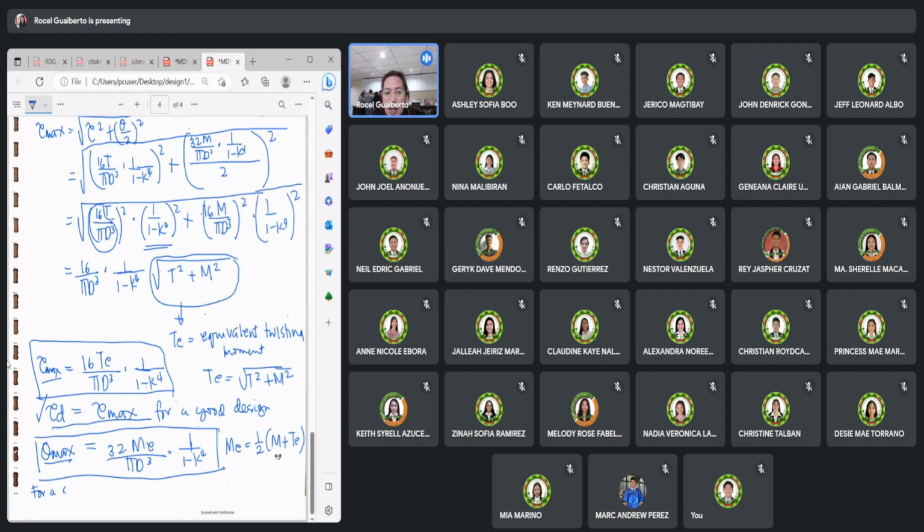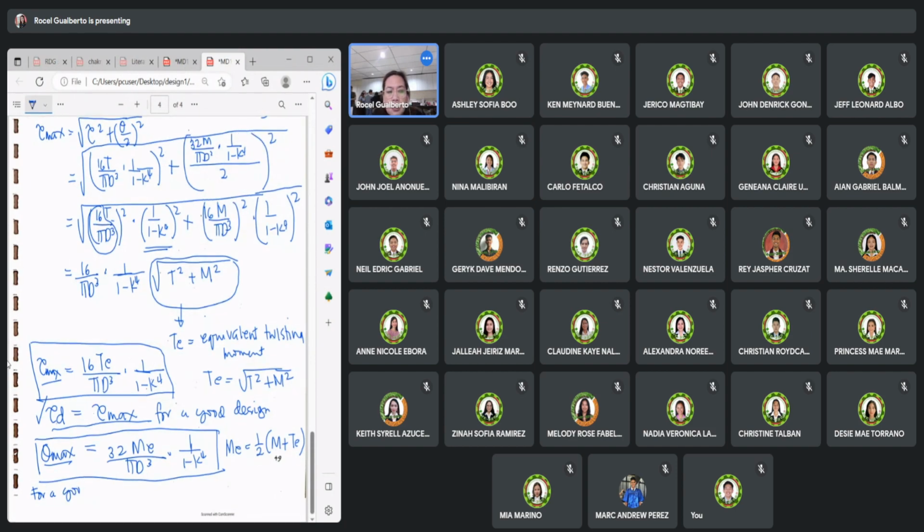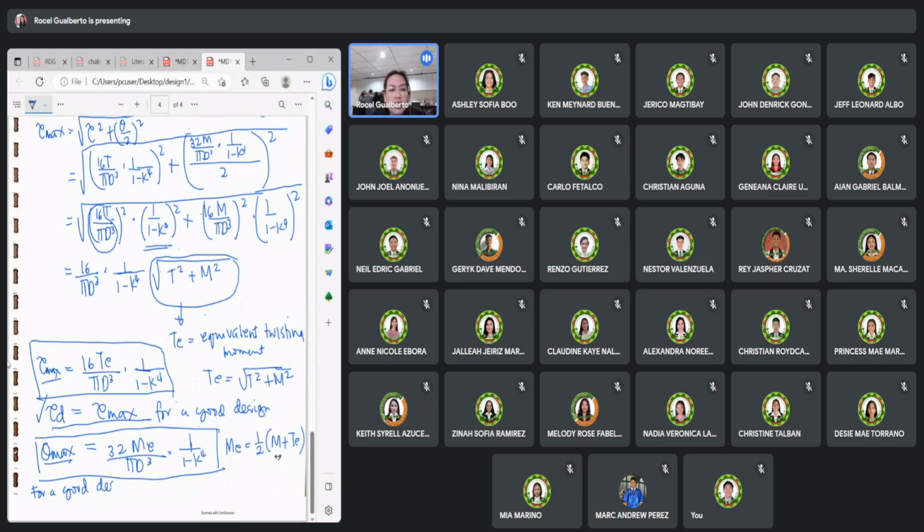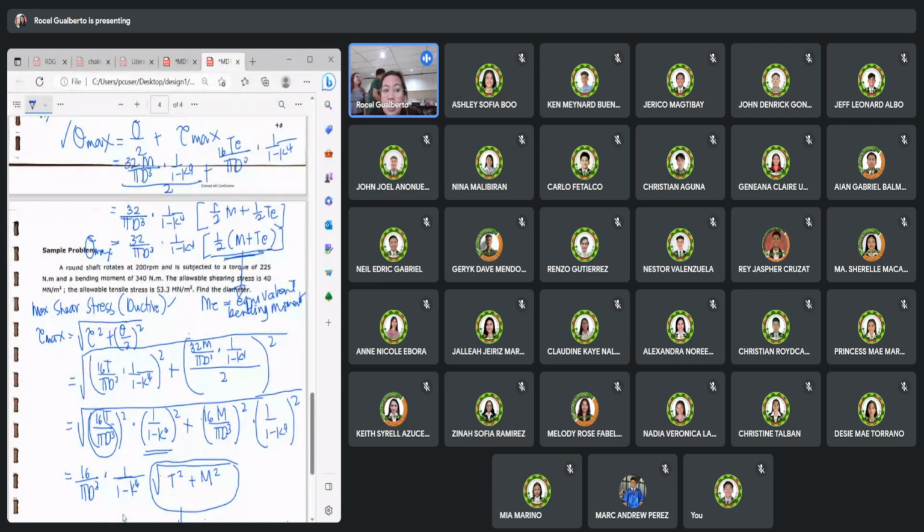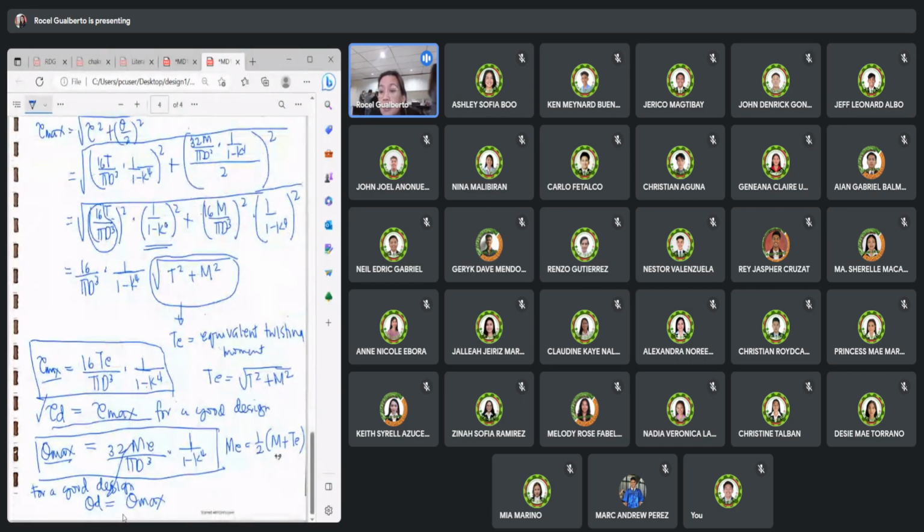Okay? For a good design, you need to equate design stress to the induced stress, which is your sigma maximum. Okay? For the design stress here, sigma D, this will be sigma U over factor of safety, since this is what? This is good for brittle material. Okay? Brittle.